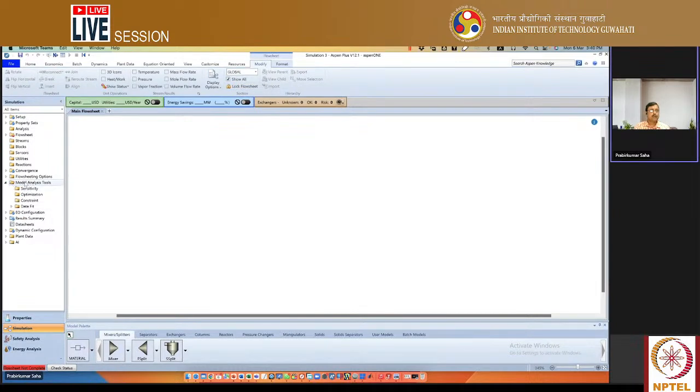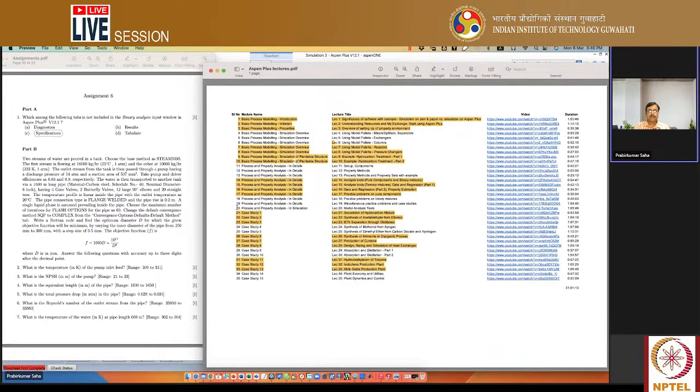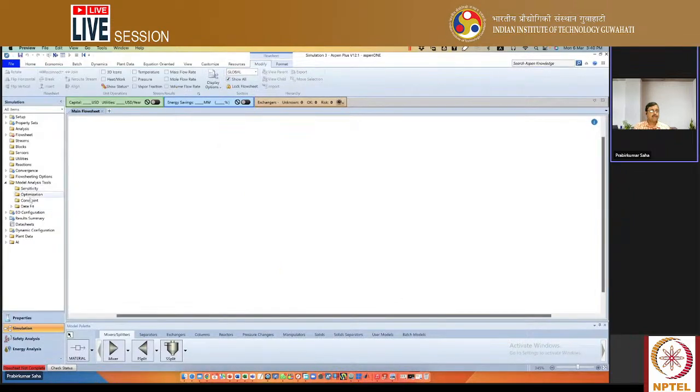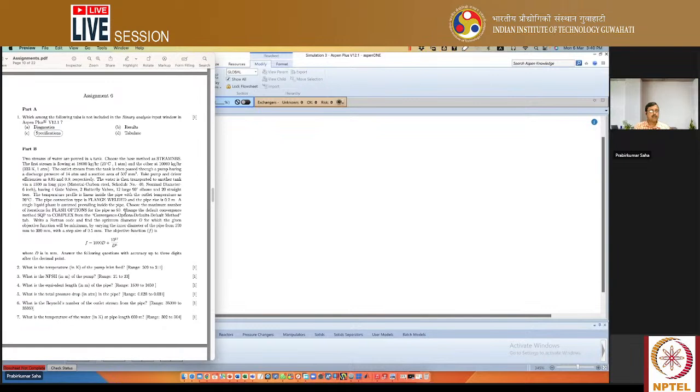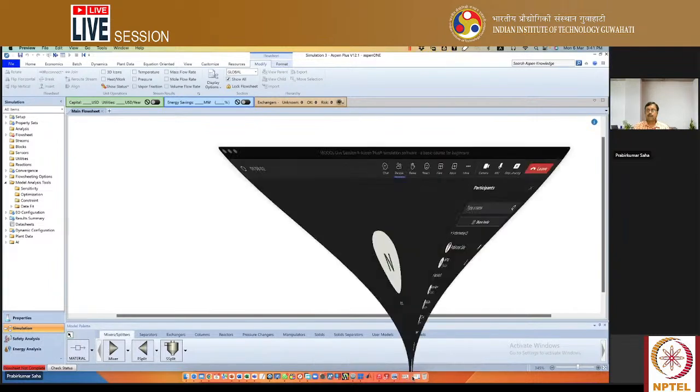Here you see, this is the model analysis tool, right? And this is the Aspen Plus lecture. So this is week 1, week 2, week 3, week 4, week 5, week 6. So the 20th lecture, lecture number 20, we have the model analysis tools. So there in model analysis tools, you have optimization. And that particular optimization only I have asked over here. Okay, so I think you have not gone through the video lectures properly. Otherwise, you would have known that everything has been taught.